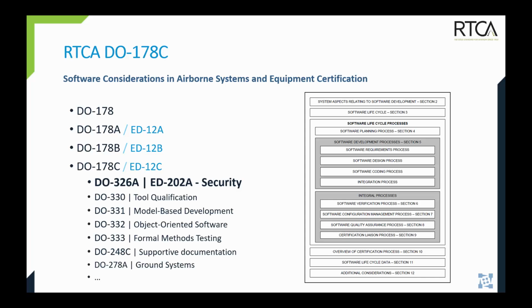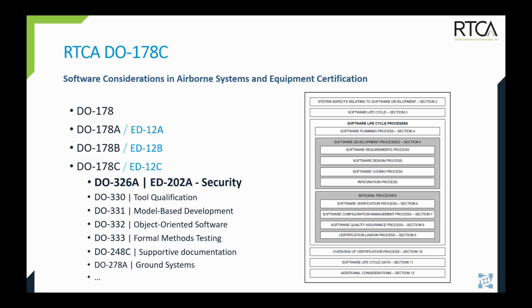For example, you now have DO-326A. DO-326A is referred to as the cyber version of DO-178 because the approach in addressing cybersecurity overlaps with much of what is done for safety. So if you've been building software systems that are safe, incorporating security will be somewhat intuitive. You now have DO-330, which addresses software tool qualification, DO-331 for model-based development, DO-332 for object-oriented software, and DO-333 for formal methods to complement your testing.